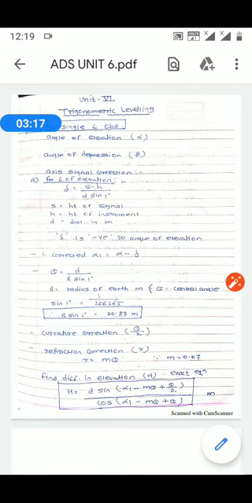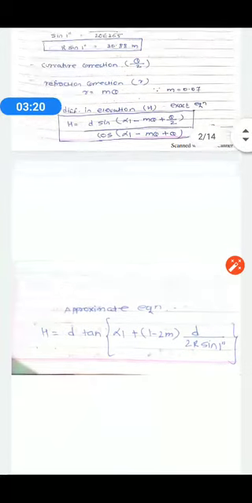Now next, again we have one simple formula, that is the approximate equation. The approximate equation can be written as H is equal to d tan(alpha 1 minus (1 minus 2m) upon 2 times d upon R sine of 1 second). What we have considered is that after neglecting theta we get this simple formula, that is sine upon cos we know is tan. Therefore H is equal to d tan(alpha 1 plus (1 minus 2m) into d upon 2R sine of 1 second).